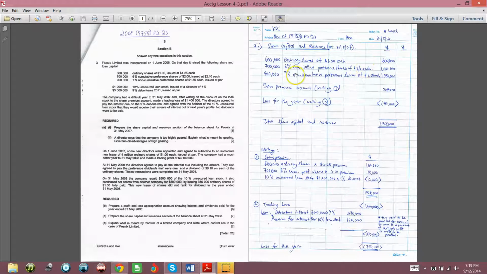So here I put a par value. 6% cumulative preference shares. This is the par value. Okay, 700,000. So this will be 1.4 million. How much is the share premium?